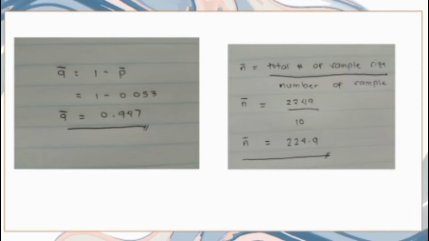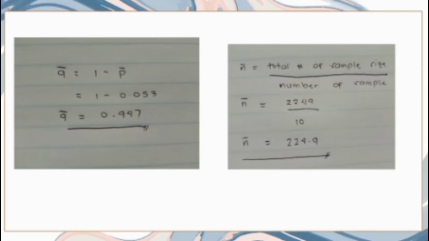So, next, we will apply the formula of the proportion of non-defective items. The formula is Q bar equals 1 minus P bar. So, equals 1 minus 0.053. So, the answer is Q bar equals 0.947.